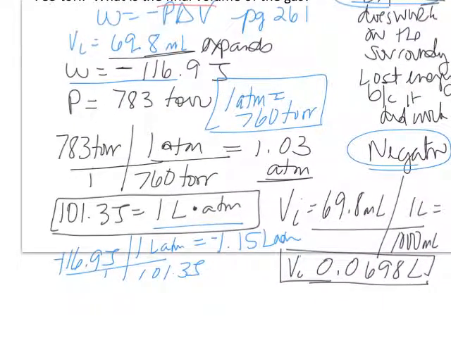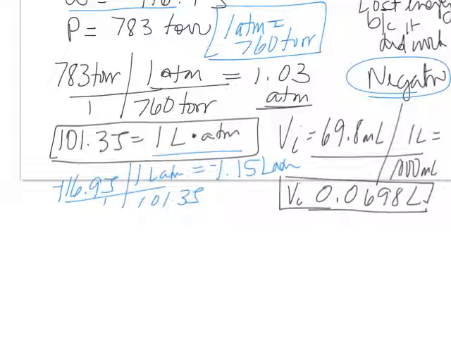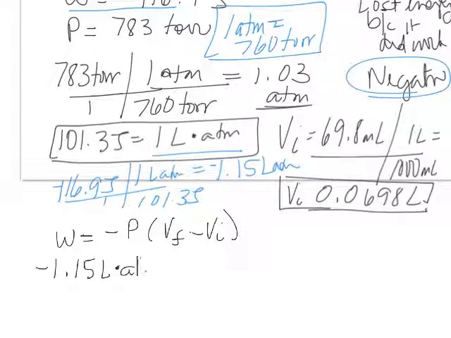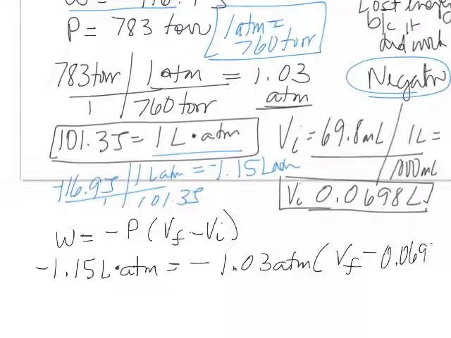You can just plug and chug into this formula here and solve for your final volume. So let's rewrite this. Work equals negative P, and delta V is V of the final minus V of the initial. So your work is negative 1.15 liters times atmosphere. You're at a constant pressure. We converted the torr to atmosphere, so it's negative 1.03 atmospheres. We're going to solve for V final, and we're going to subtract the V initial, and we have that in liters. That's 0.0698 liters.